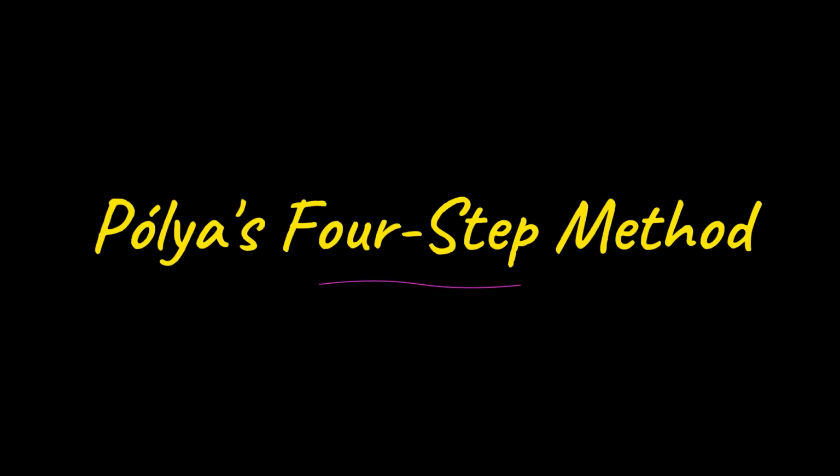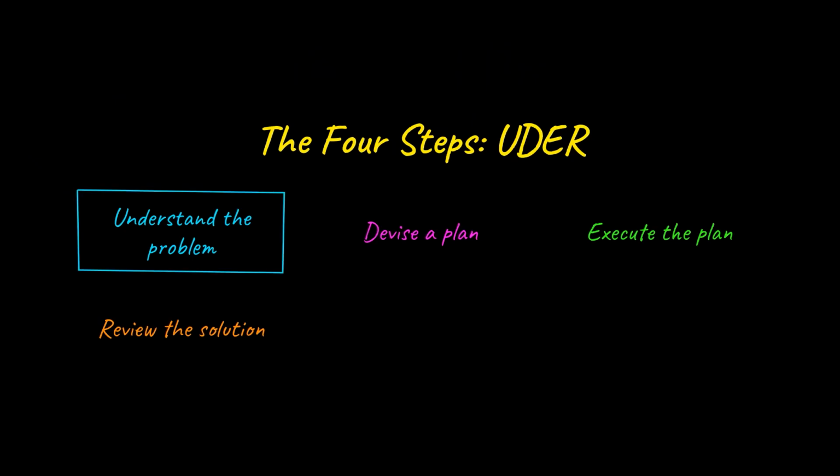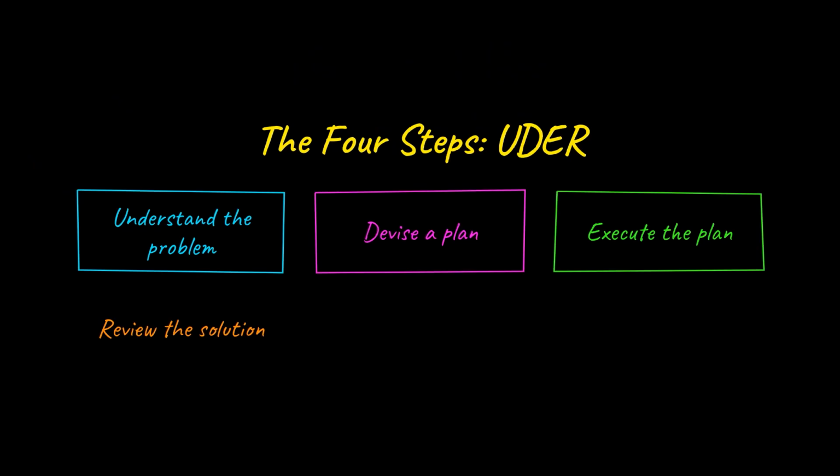George Polya was a mathematician who created a 4-step framework for tackling any complex problem in an orderly way. His method became a universal template far beyond mathematics. The 4 steps are understand, devise, execute, and review, remembered by the mnemonic UDA. Each step has a distinct role. Understanding pins down what is known and unknown. Devising selects a strategy. Executing carries it out carefully. And reviewing checks whether the result actually solves the problem.